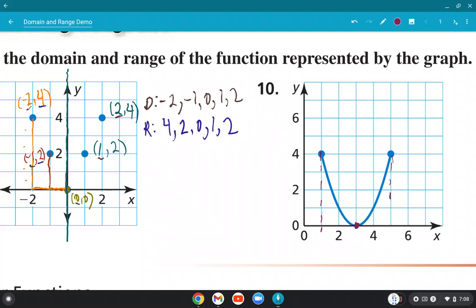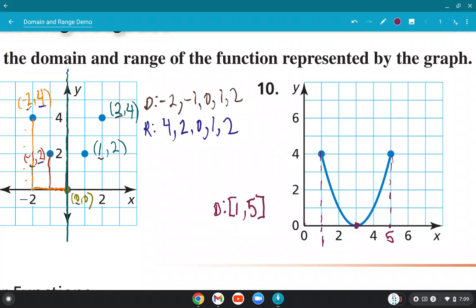Due to the fact that we have this closed dot, we can say from 0, we go to 1. Our domain starts at 1, 2, 3, 4, 5, and ends at 5. So for this problem, the domain is going to be inclusive of 1 all the way to 5.